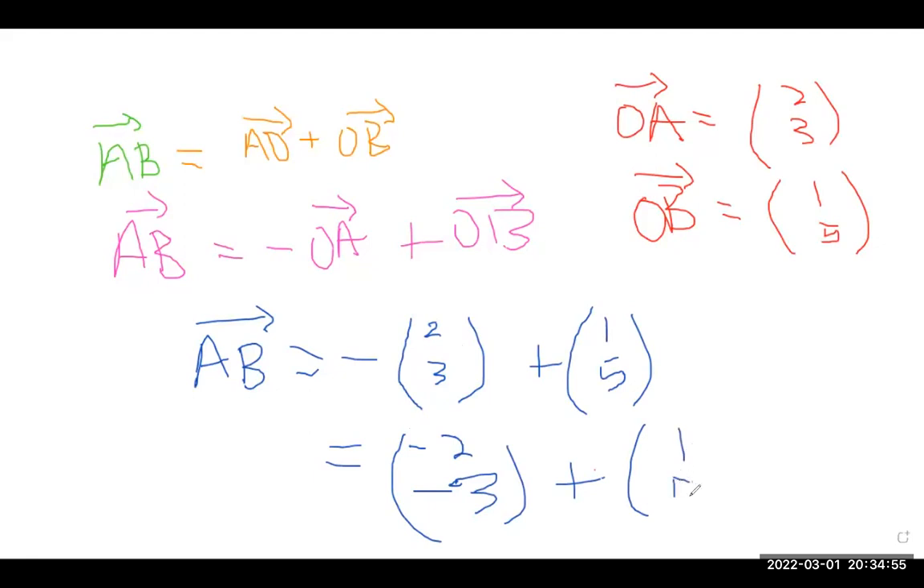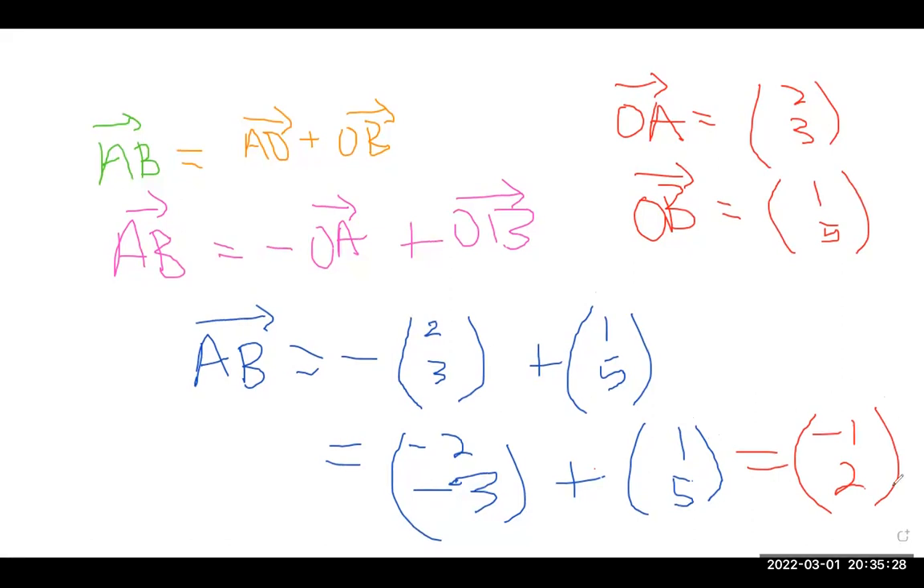Plus 1, 5. And how you add vectors, all you're doing is just adding the components, right? So the negative 2 and the 1, they are my x components. So I'll say negative 2 plus 1, which is minus 1. And then negative 3 plus 5 would give me positive 2. So this right here is the column vector for the vector AB, minus 1, 2. Do you understand that? Everybody understands that?